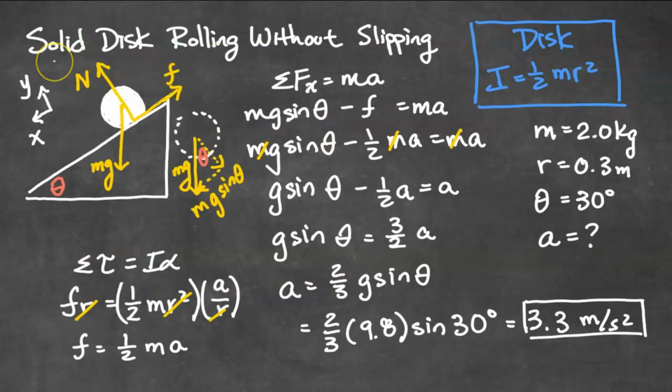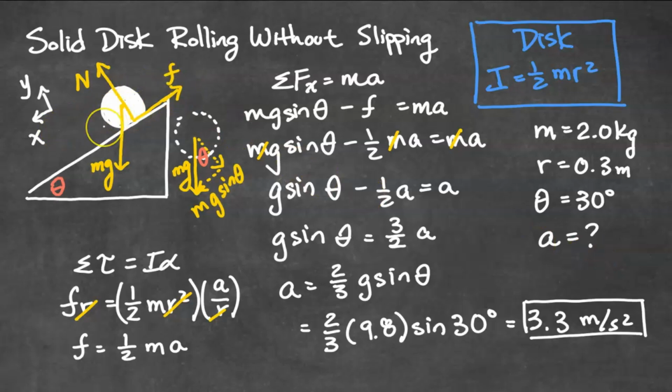Now we're going to take a look at a solid disk rolling without slipping problem. Here we have a solid disk rolling down a ramp. There is friction, it is rolling, and our positive direction is down the ramp. X is this way, Y is perpendicular to the X direction. We're given that the mass of the disk is 2 kilograms, the radius of the disk is 0.3 meters, the angle of the ramp is 30 degrees, and we're looking for the acceleration down the ramp.